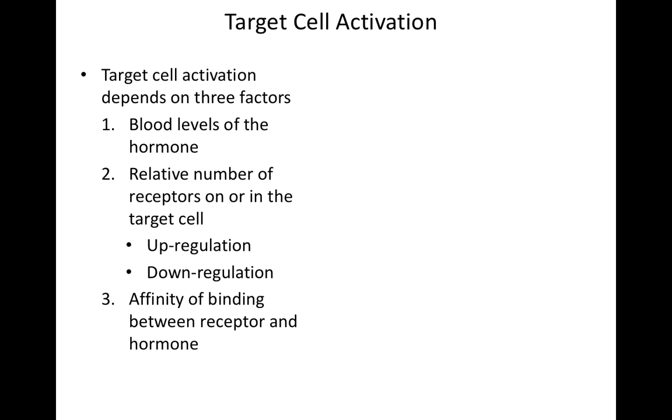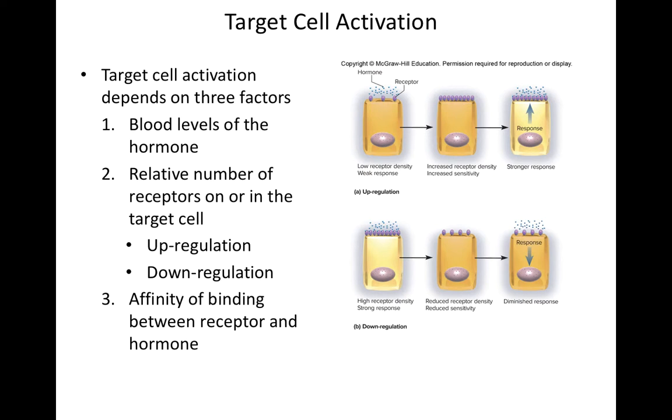Now, the activation of the target cell is going to depend on a few things. First of all, the blood level of the hormone. Are you secreting enough? Are you secreting too much? The number of receptors is going to come into play. If a target cell upregulates, it's going to increase the number of receptors in the membrane. It's going to increase its sensitivity to the hormone, and you're going to get a stronger response. It can also downregulate, so it can pull the receptors out of the membrane, which would mean it will be less sensitive, and you will get a much smaller response from the target cell.